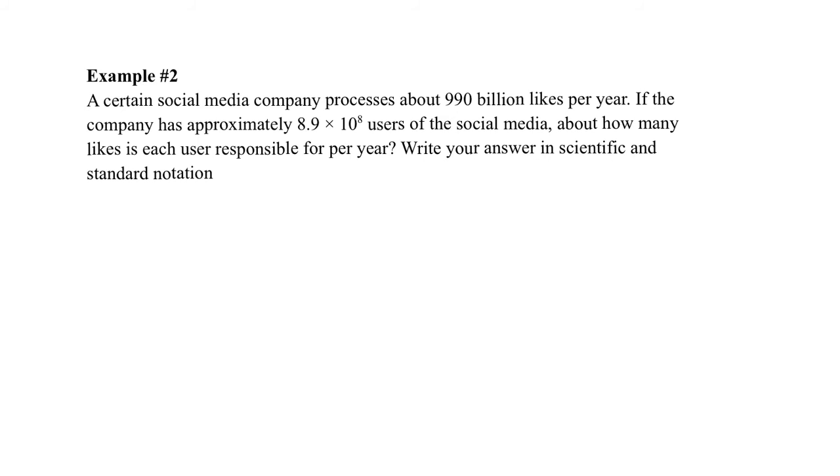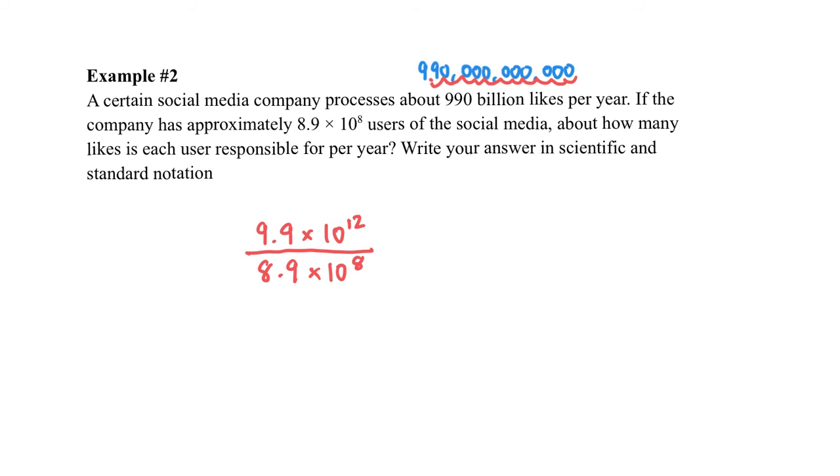So 990 billion, as we just said, is 990 with 9 zeros. Convert into scientific notation, we're going to have 9.9, 1, 2, 3, 4, 5, 6, 7, 8, 9, 10, 12. So 990 billion likes is 9.9 times 10 to the 12th, and we're going to divide that by the number of users. First things first, divide 9.9 divided by 8.9.